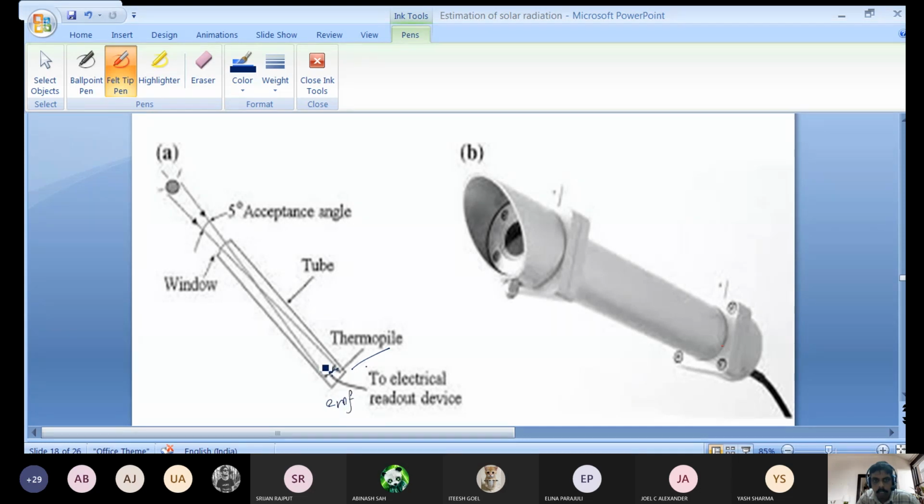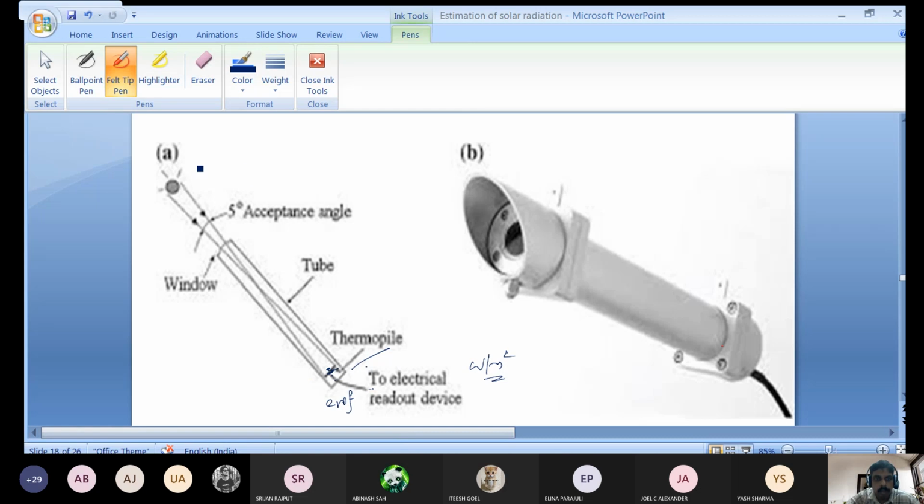So the exposed area will be hot junction. The unexposed area will be cold junction. So in a thermopile, if we make hot and cold junctions, by the property of the thermopile, it will generate EMF. So very little EMF that you can again calibrate to get a watt per meter square. Okay, one sensitivity will be given by the manufacturer. You can get an equation of this thing.